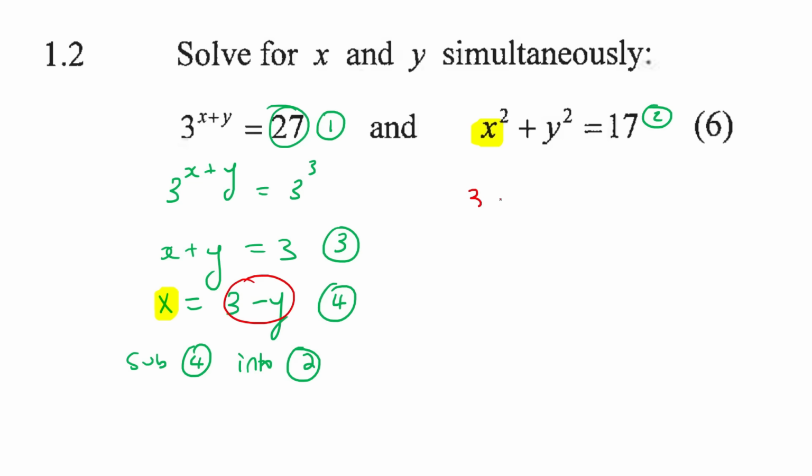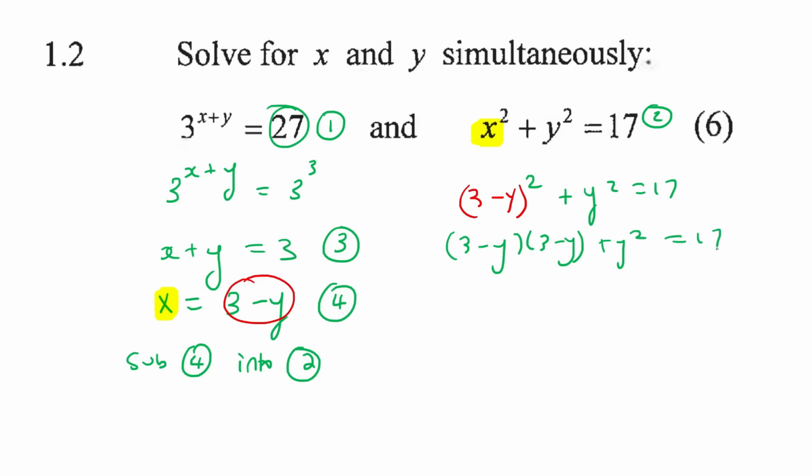So I'm going to say 3 minus y squared. Then that 2 is over there. And then I'm going to say plus y squared equals 17. And then now we have an equation that just has y. So don't take this 2 and just put it there and put it there. Remember, make double brackets. It catches a lot of you out. 3 minus y plus y squared equals 17.